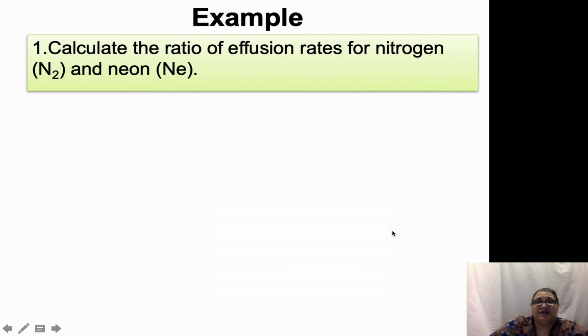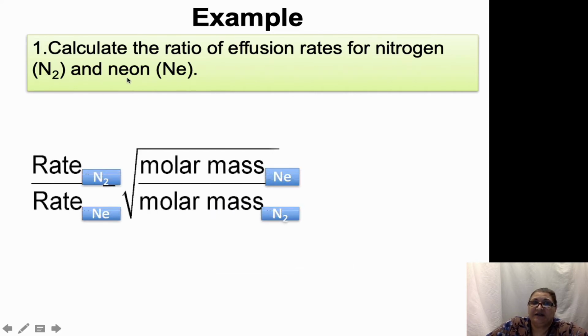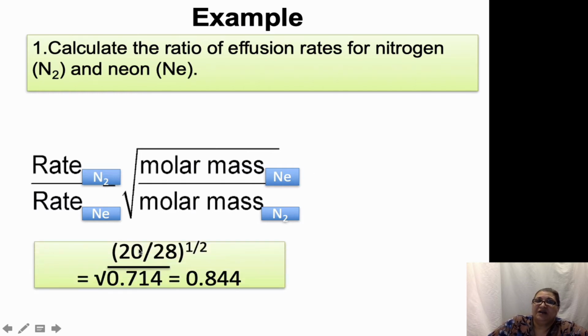Here's a second example. Calculate the ratio of diffusion of nitrogen and neon. So nitrogen, neon, so neon is going to be on top. It's an inverse. So the molar mass of neon over nitrogen, and you take the square root. Neon is 20, nitrogen is N2, so it's 28.